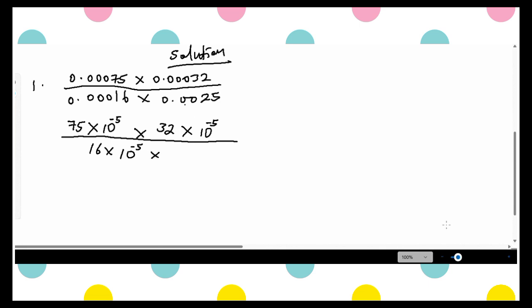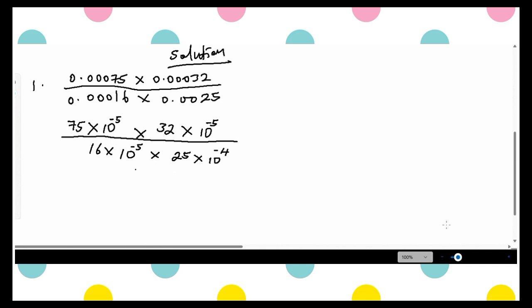Times 0.0025. So that one I'm going to write it as 25 times 10 raised to the power something. How many times will I move this decimal point such that it will come behind the 5? So it is going to be 1, 2, 3, 4. Okay, 4 times. And because I'm moving backwards, I introduce my negative sign, right?